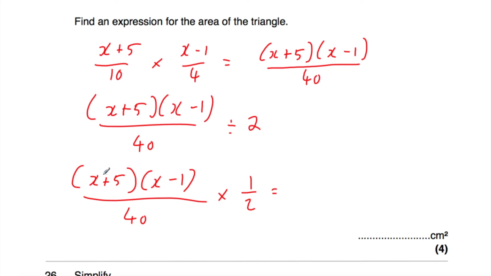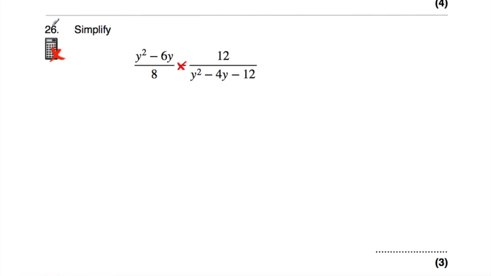And then if we multiplied the numerators together, we would just be left with x plus 5 brackets x minus 1 close brackets, and then the denominator 40 times 2 is equal to 80. And that's it. So the answer would be x plus 5 brackets x minus 1 over 80. And you could expand the numerator if you wanted to. I'd probably just leave it like that. And that's it. Okay, let's have a look at our next question, question number 26.